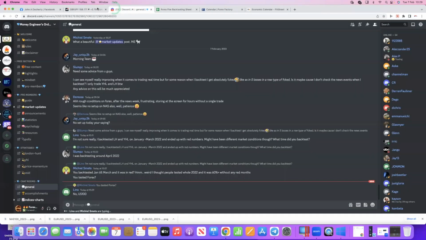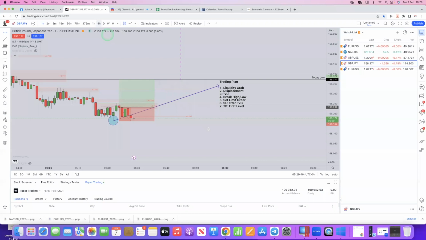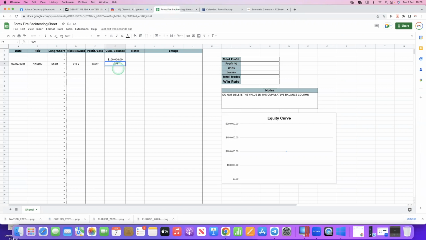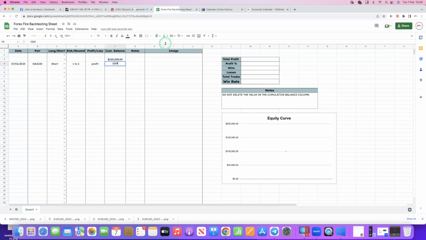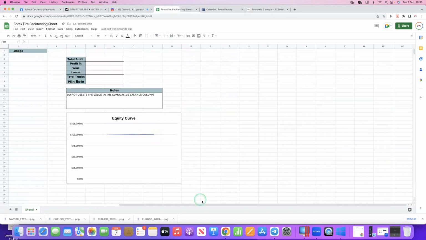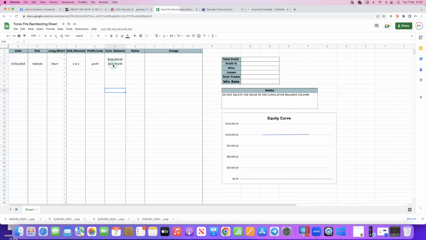$1,009. So the balance is 104,293. Now I had a loss. Obviously, the 2%, if we want to be full on, the 2% of 100,000 is $2,000. Okay, so that would have been the 2%.